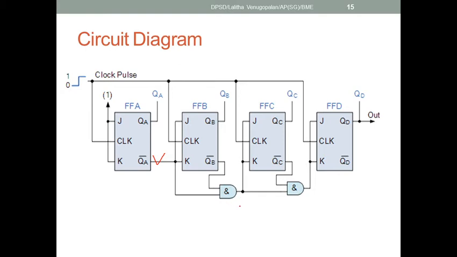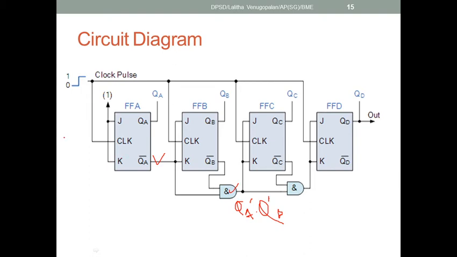And then the AND output of A and B, so this is QA dash dot QB dash. Excuse my handwriting. So this is the output of this AND gate, which when ANDed with QC dash would be the inputs for the fourth flip-flop, J and K. So this is how you design. Of course, you need to give a clock pulse, an individual clock pulse, to all the 4 flip-flops.